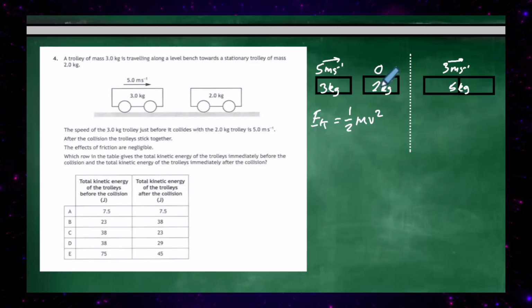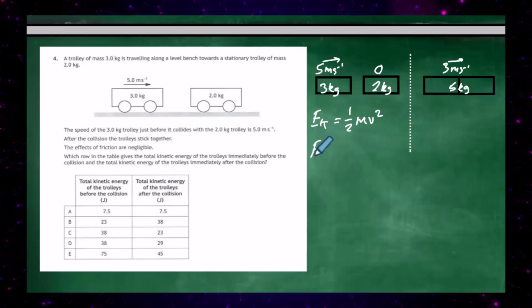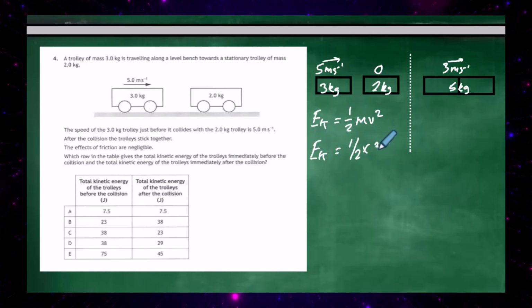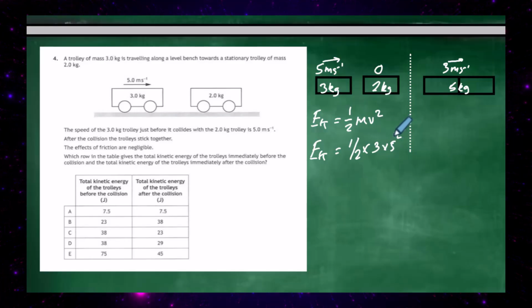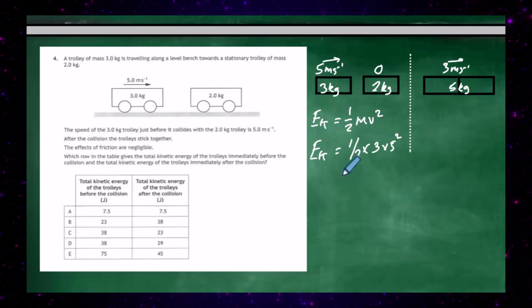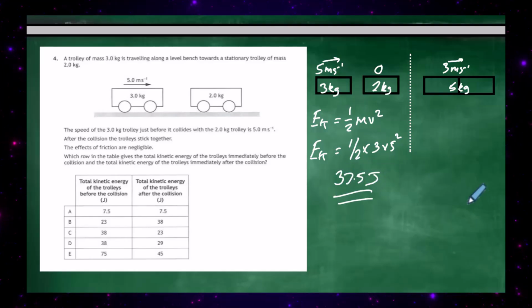But since this trolley here is not going with any speed, speed 0, it's got no kinetic energy, therefore the total kinetic energy before is going to be 1/2 times 3 times 5 squared. So 1/2 times 3 times 5 squared is going to give you 37.5 joules of kinetic energy.